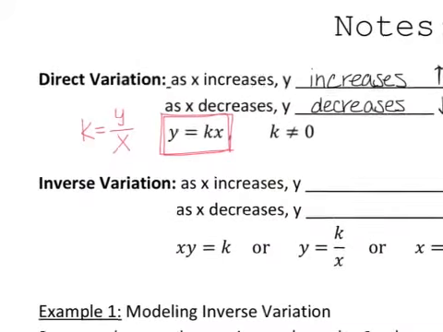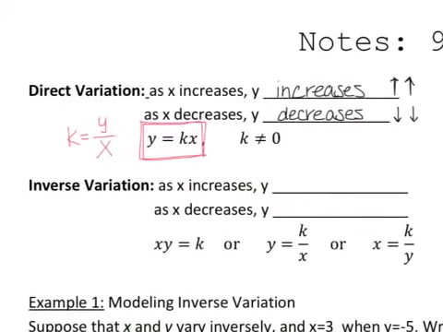For inverse variation, as X increases, what do you think Y does? Decreases. Remember, the inverse is kind of like the opposite. Okay, so as X goes up, Y goes down. As X goes down, Y goes up.